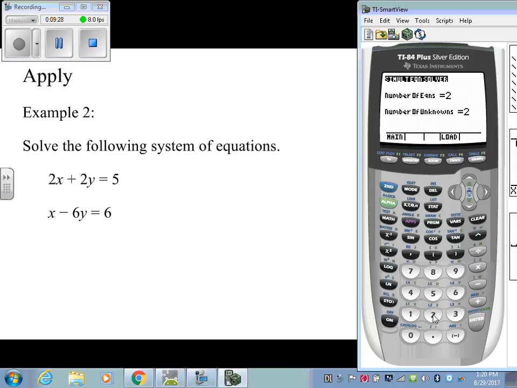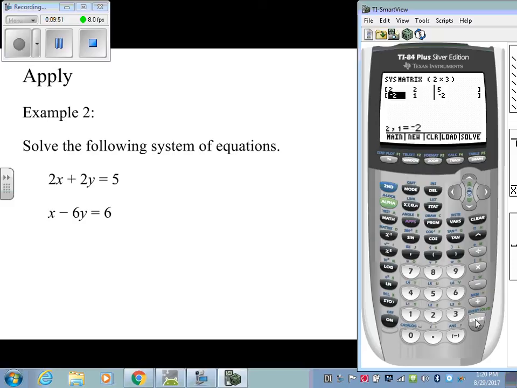It says number of equations. It's defaulting to what I had previously, which is 2. So that's good. 2 variables, so I'm going to hit enter and then enter again. Now I need to clear out everything that was in here previously. So you can type right over it. I'm just going to hit a 2 and then hit enter. And then I have a 2 as my coefficient for my y, hit enter. And then finally I have a 5 as my constant. Goes to the next line.